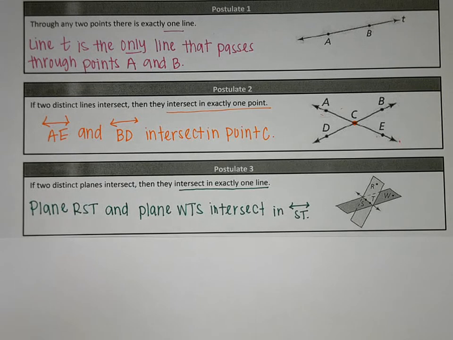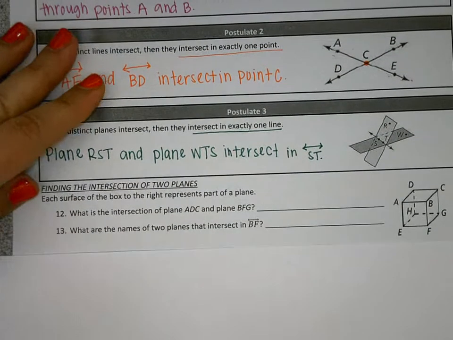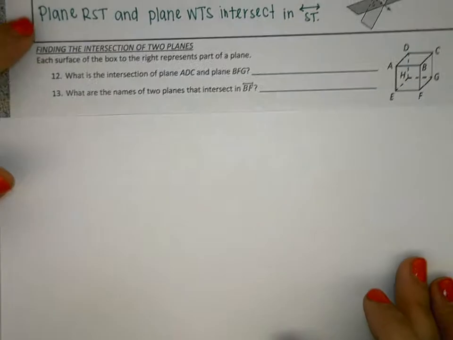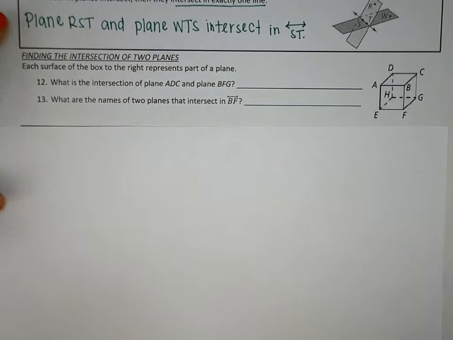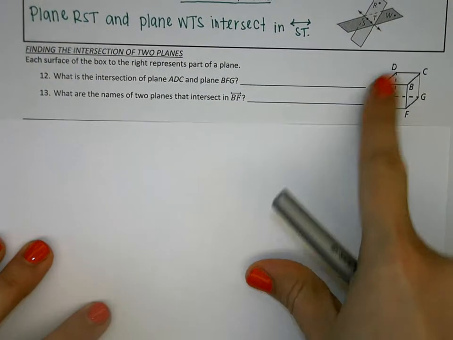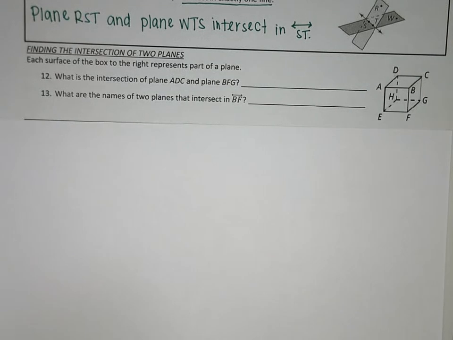So let's talk about that right now. 12 and 13, intersection of two planes. So this cube that I have on the paper, we're going to say that all of the sides actually represent planes. So they are actually going on forever and ever, meaning their intersections also go on forever and ever. So let's look at where these things intersect.